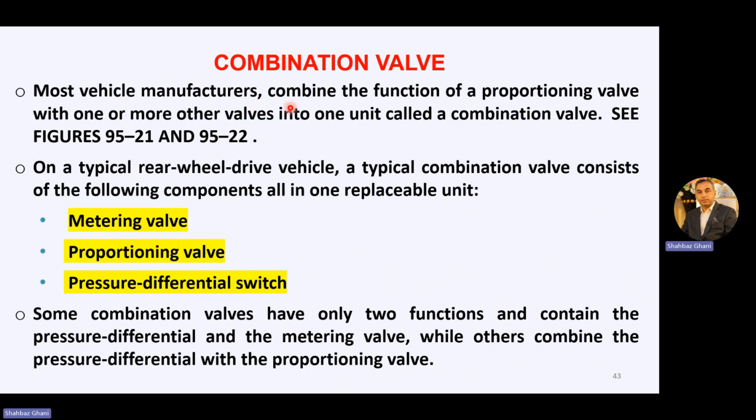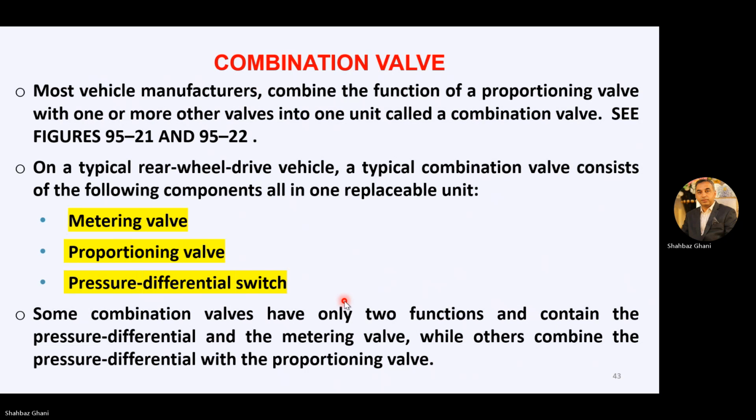Now, the third thing is the combination valve. Most vehicle manufacturers combine the function of a proportioning valve with one or more other valves into one unit called a combination valve. So the proportioning valve is there, but we use some other valves also. A typical combination valve consists of the following components in one replaceable unit: metering valve, proportioning valve, and pressure differential switch.